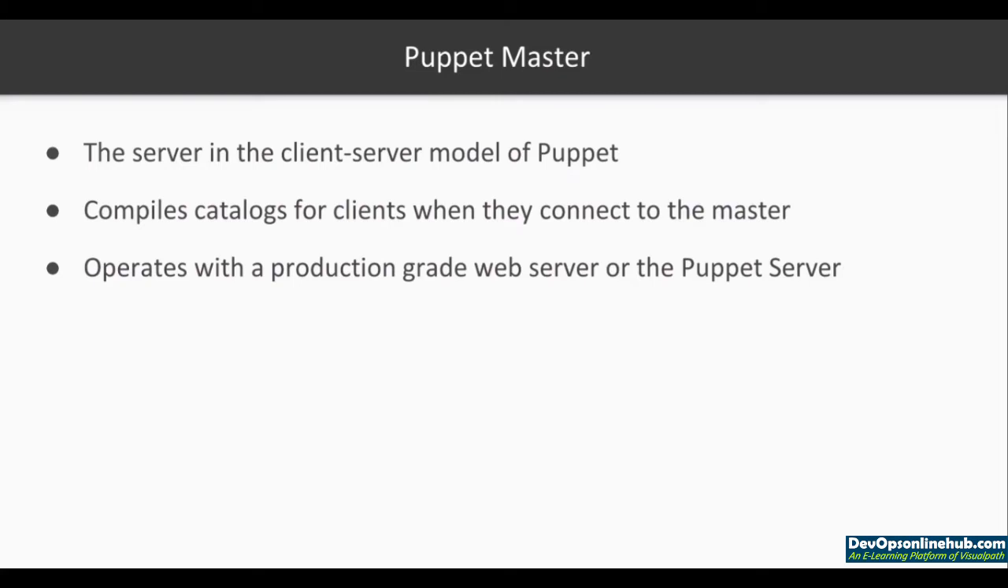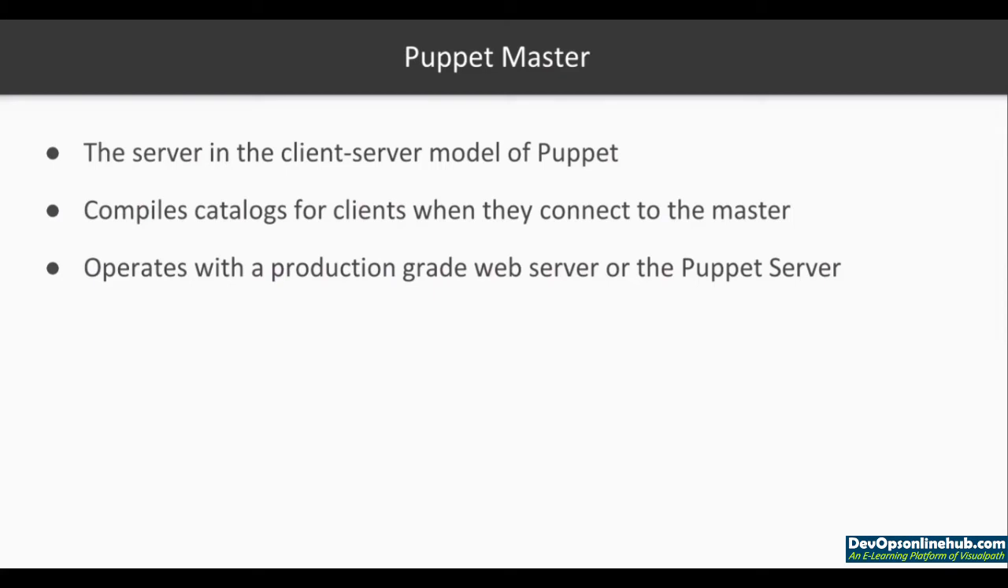The first component that we'll look at is the Puppet master. In a standard Puppet client-server deployment, the server is known as the Puppet master. When Puppet agents are executed, they connect to the Puppet master, and the master compiles and serves configuration catalogs to the agents using an HTTP server.